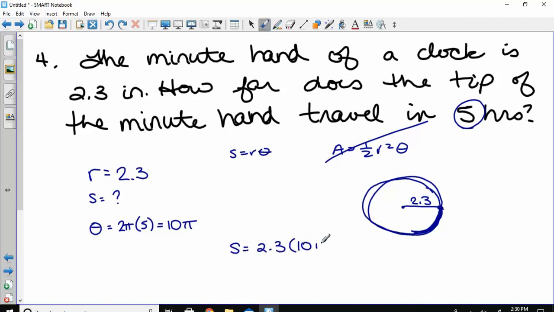2.3 times 10 pi. So S is 23 pi. What kind of units would we put on this? Area. No, just inches. Yeah, area is square, but S will always have the same units as R. They're just a distance, so inches, centimeters, something like that. Is that all right?